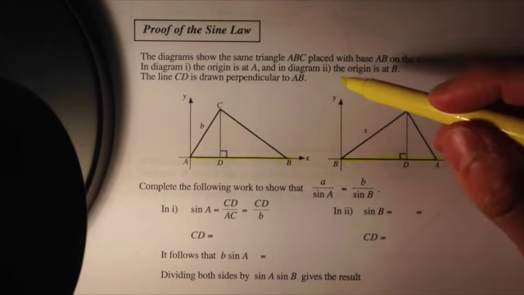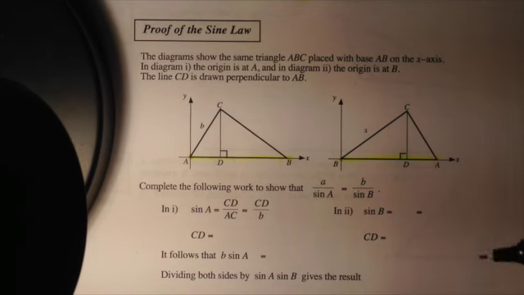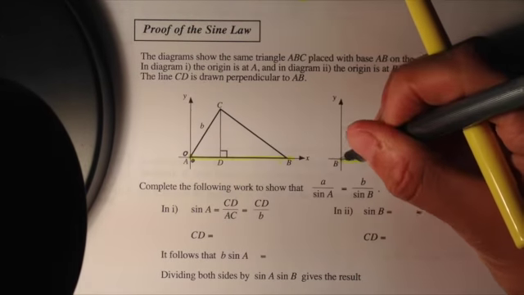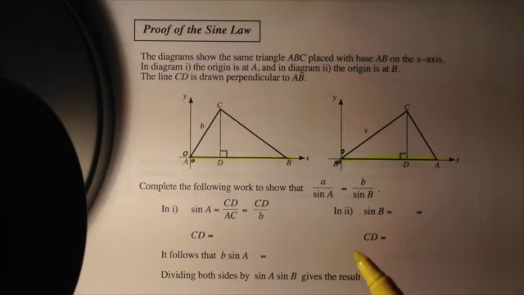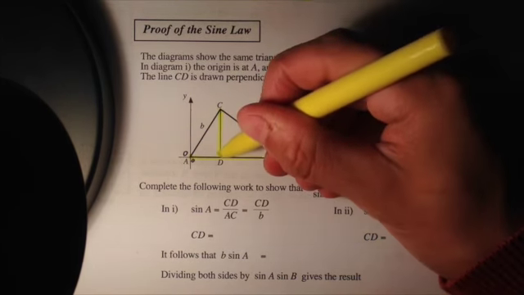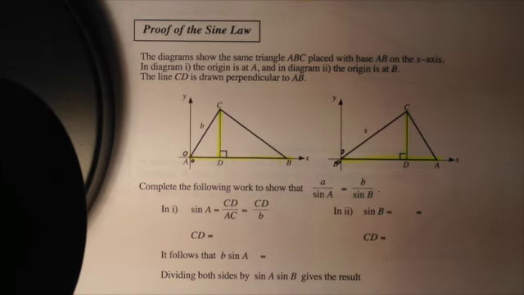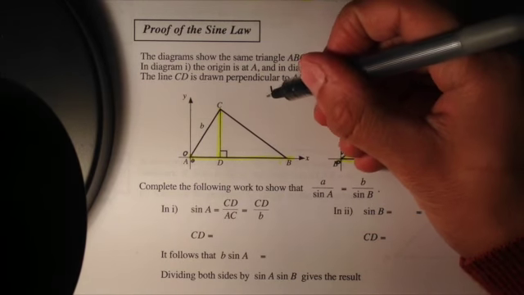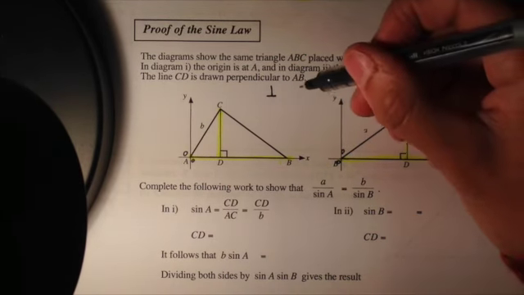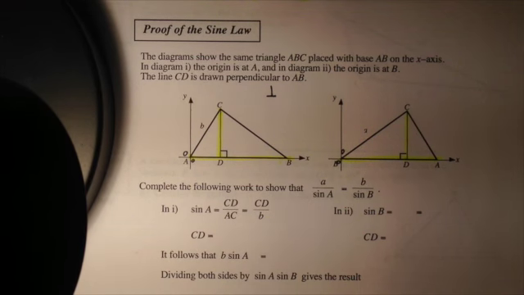In diagram 1, the origin is at A, and in diagram 2, the origin is at B. And so remember, when we're talking about the origin, it is 0, 0. Okay, so they have different points at the same origin. So the line CD is drawn perpendicular to AB. And so remember what perpendicular means. If I have two lines that are perpendicular, it would look like something like that. And then, yeah. So complete the following work to show that a over sine A is equal to b over sine B. Okay, so we know what sine is, right?